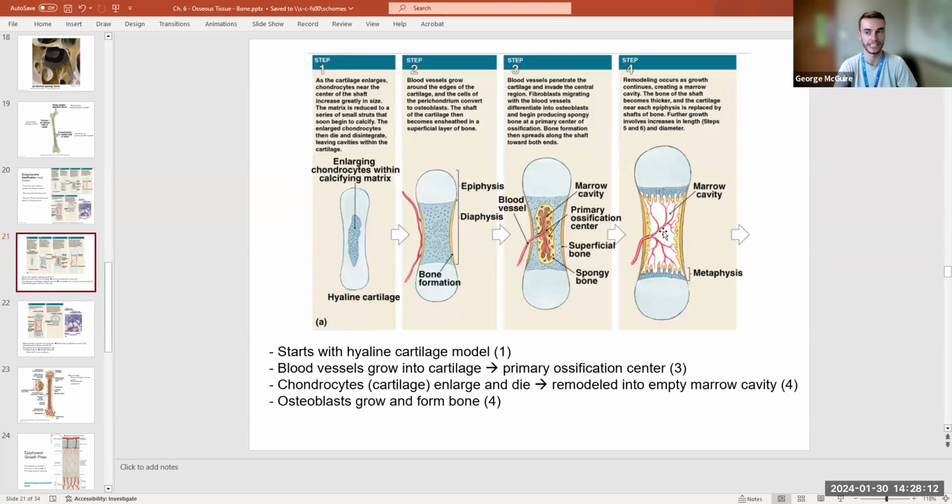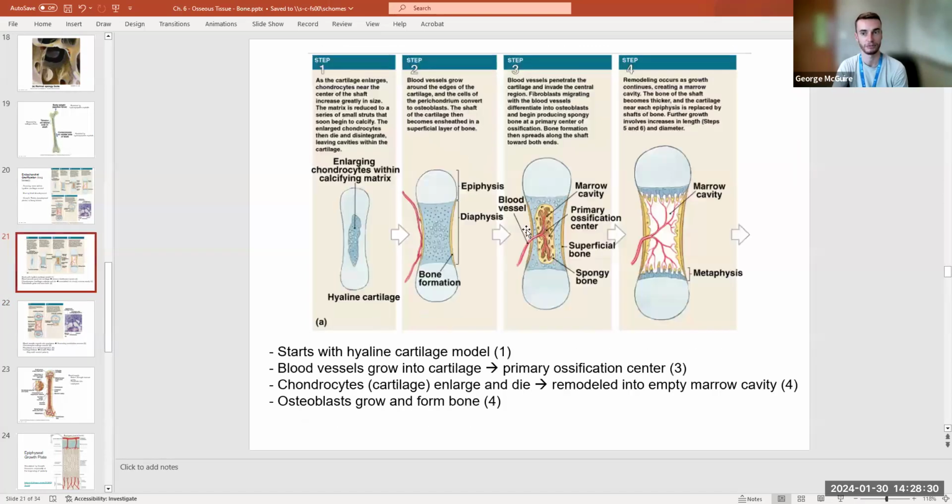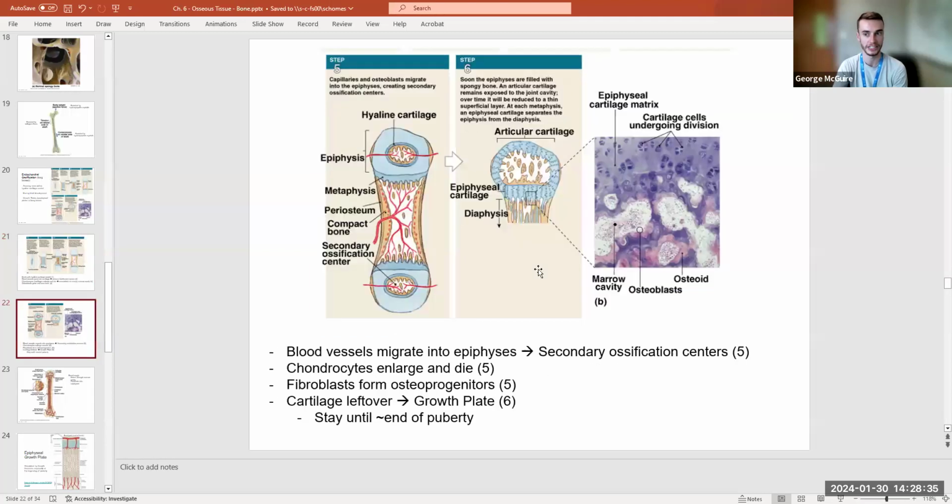So after this marrow cavity has been formed, and we have our compact bone structure on the outer regions of our diaphysis, those blood vessels are going to continue to penetrate into the epiphyses, where we now get secondary ossification centers. So that primary ossification center was in the very center of the bone in the diaphysis, and now each epiphysis will form a secondary ossification center. And if you haven't caught on, ossification is just the process of making new bone. So these secondary ossification centers will act in the same way.